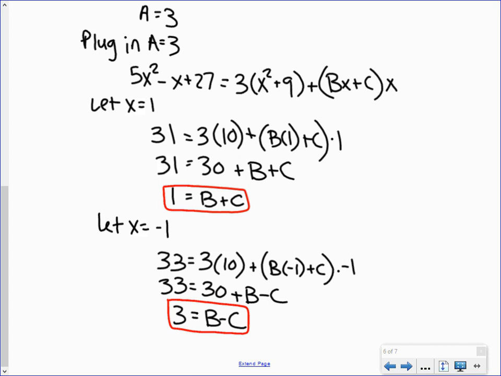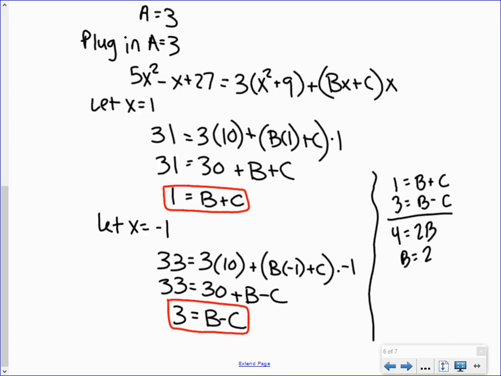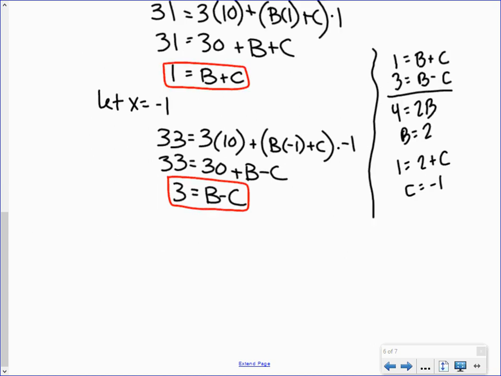Works out kind of nicely because c will cancel or eliminate. So I'm just going to stack them and solve that 2 variable system over here. 1 equals b plus c with 3 equals b minus c. So 4 equals 2b, b equals 2. So then 1 equals 2 plus c, c must be, yes, negative 1. And then I finally get to plug all that back in for my partial fraction decomposition.